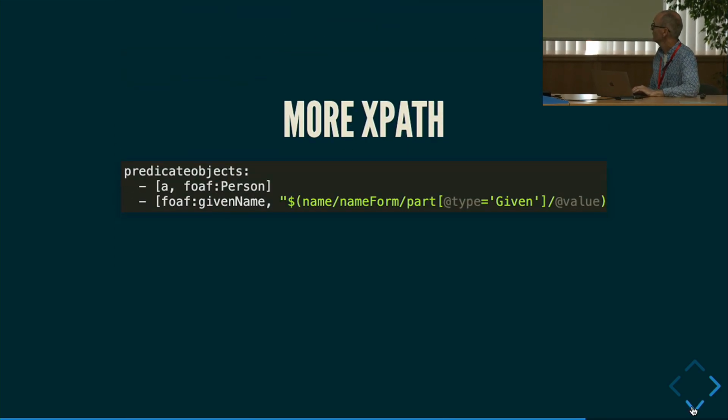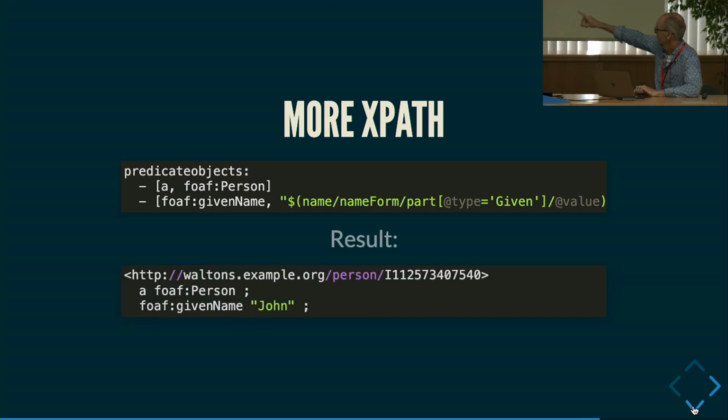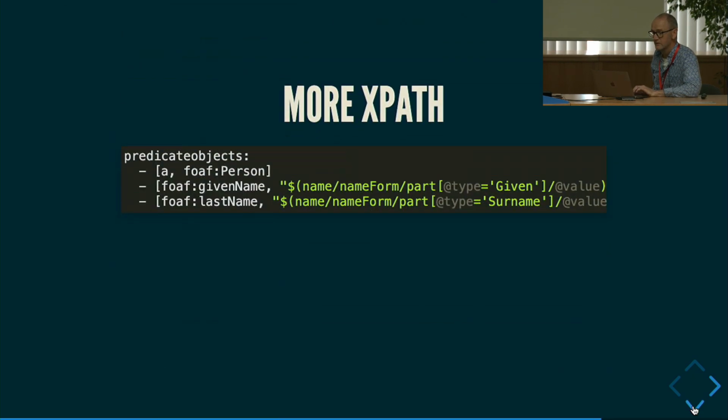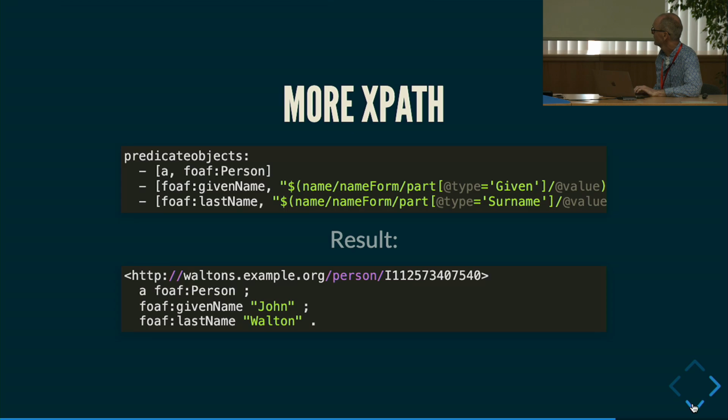So I can do more XPath. Let's say I want to use the given name. From the context of the person, the name form part, this is just the XML structure of the gedcomx, I take the given name, that's an abbreviation I've used there, it's actually got a full URI in front of it. And I take the attribute value and map that to a FOF given name, so that gives me a FOF given name of John. And I can do the same for last name, so you can start to see I'm starting to build up some RDF here. So there's John Boy.